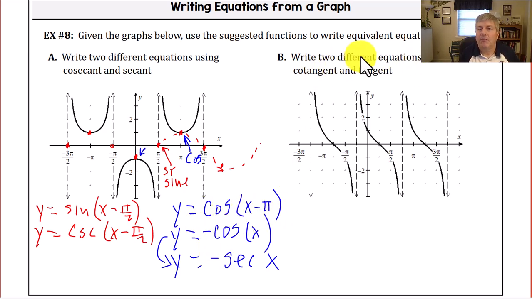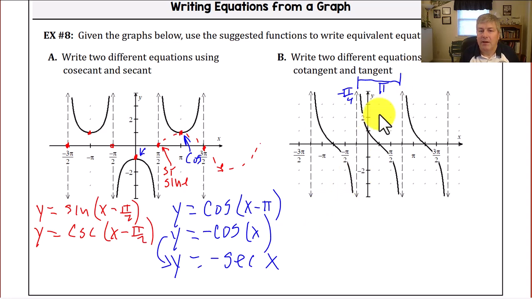For B, it says write two different equations using the tangent and the cotangent curve. So let's take a look at this and see how things have shifted around. So first, let's take a look at one cycle here and see how long it is. It does turn out that our period is pi. And this seems like just a normal cotangent curve. But we could have shifted it like to -pi/4.